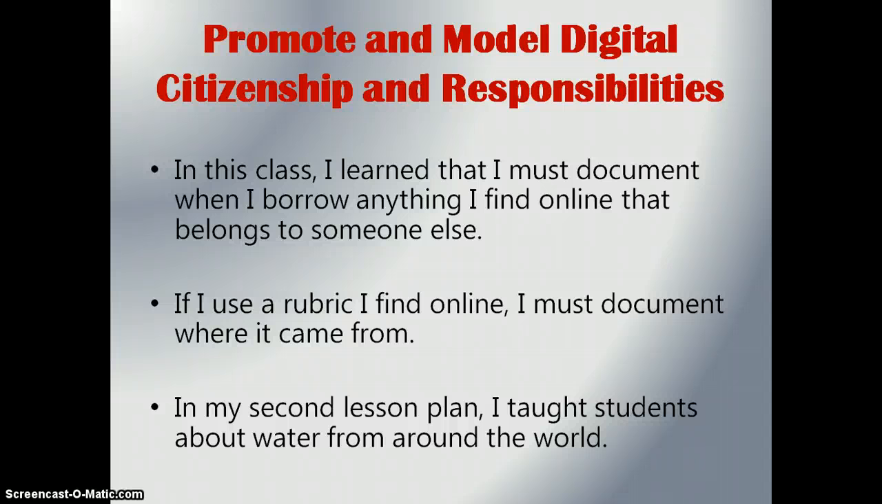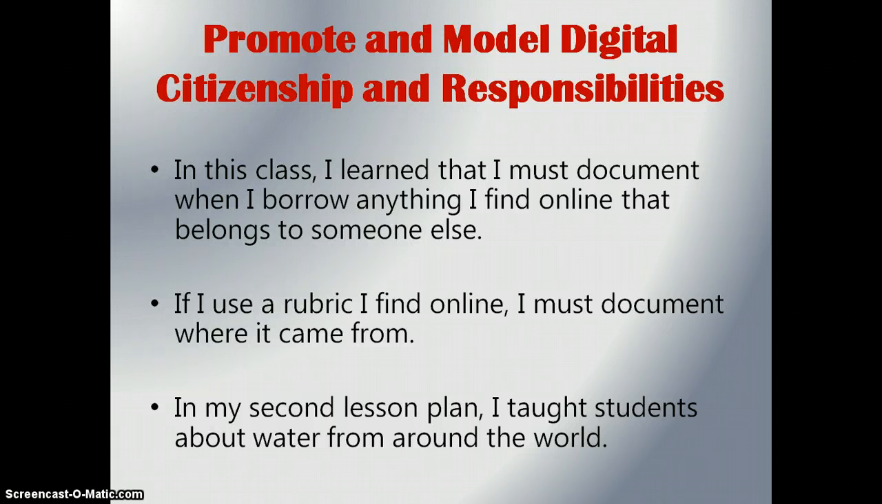For Standard 4, in this class I learned that I must document when I borrow anything I find online that belongs to someone else. If I use a rubric I find online, I must document where it came from. It's very important. Even if I change it up, I still need to tell them where I got it. If it's straight word for word, same thing. I need to tell them exactly where I got it so I won't get in trouble.